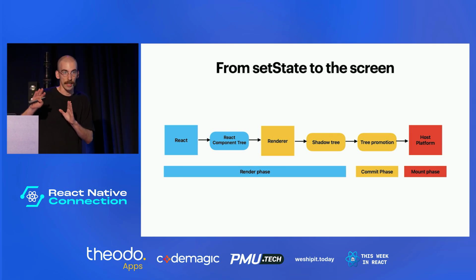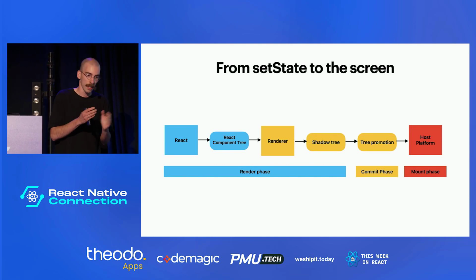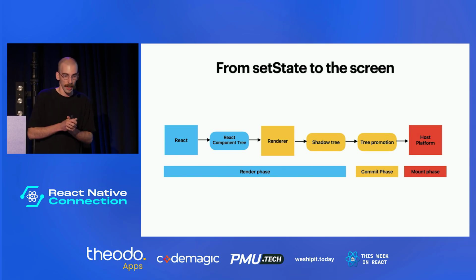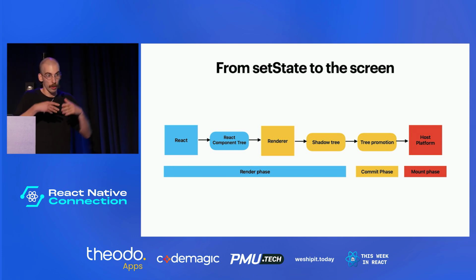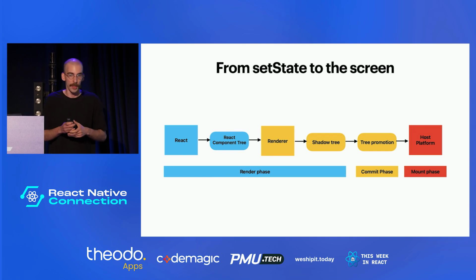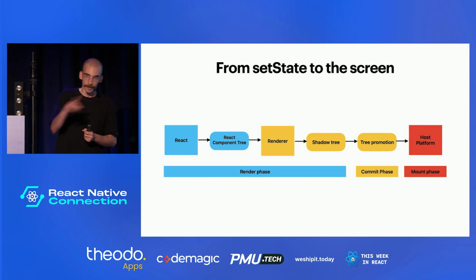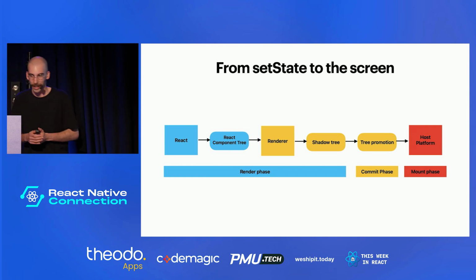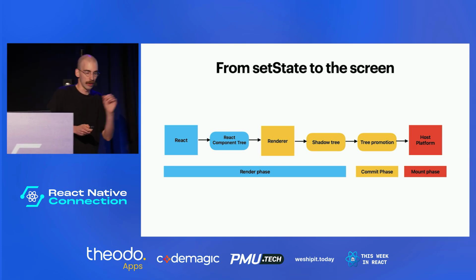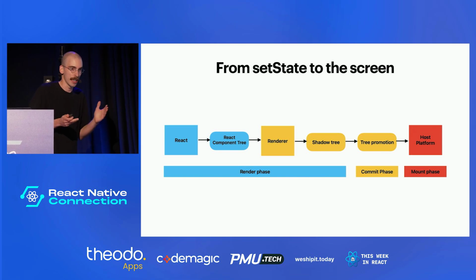The next two phases are not going to be so important for us today, so I'll go through them very quickly. We have the commit phase, where we do some tree promotion, so we mark the tree as being the next one. And then we have the mount phase, where we actually render the components on the host platforms, iOS or Android. If you want to know more about that, you can watch Jacek's talk here on YouTube. All right. So now that we know how it works, let's have a look at how it behaves in the case of automatic batching.